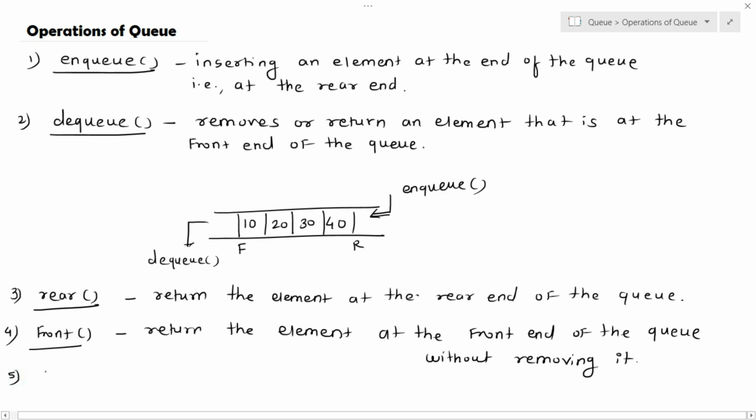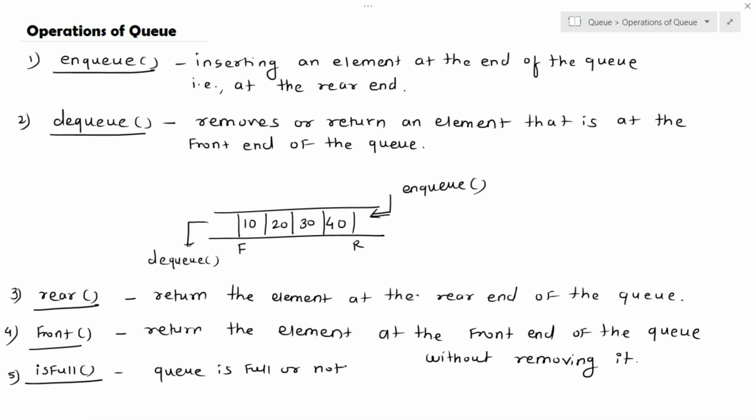Now the next operation of queue is isFull. As the name suggests, this operation checks whether the queue is full or not. And if the queue is full, then the overflow condition will occur and it returns the error message.